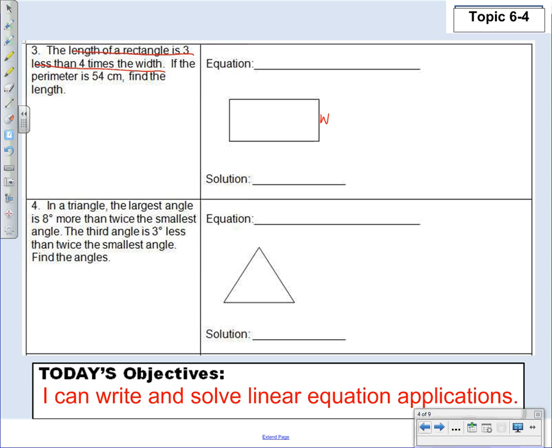And now it tells us the length is, well, here's my length. It just means it's equal. 3 less than 4 times the width. Less than means minus, but it is also a switch word.